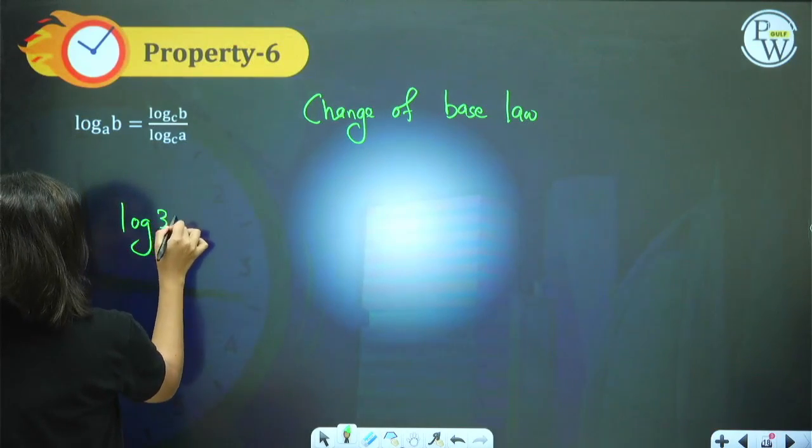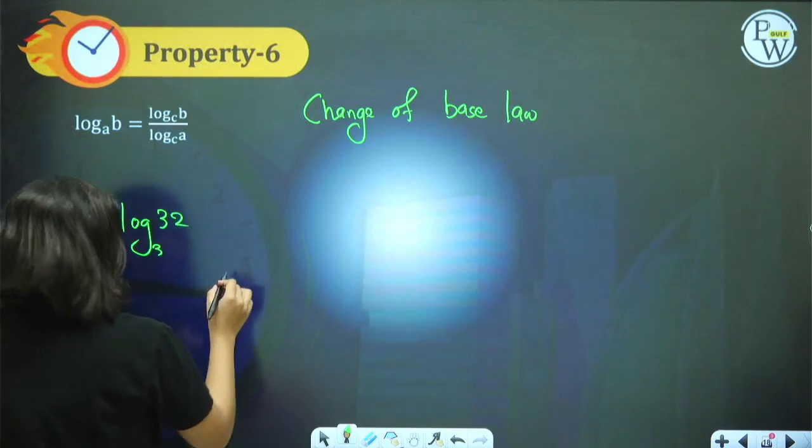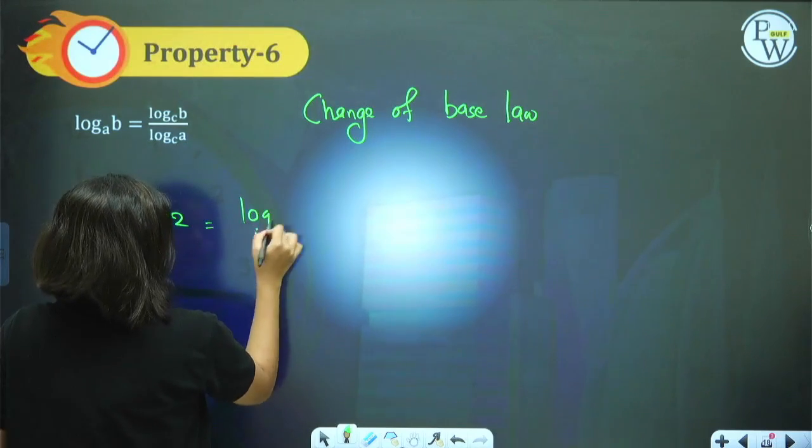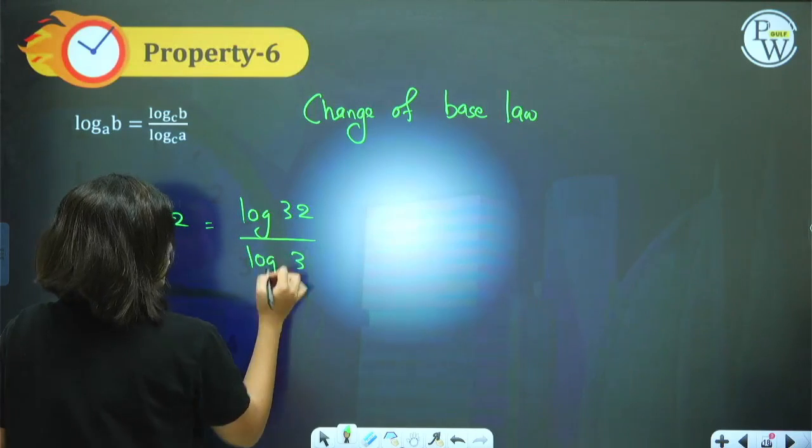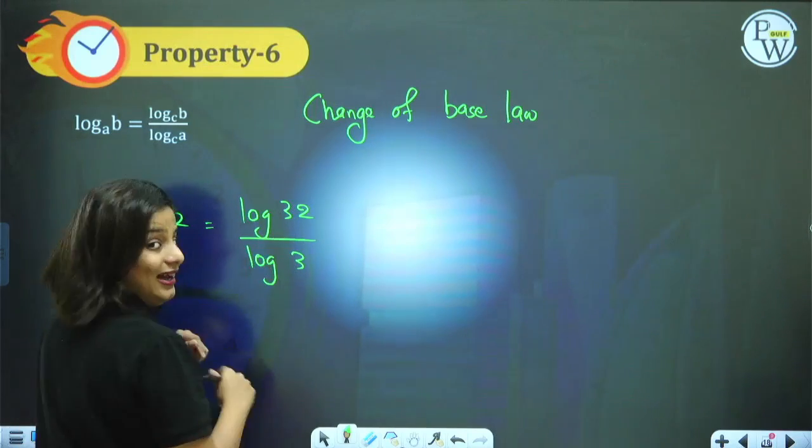Log of 32 to the base 3. I don't like this 3. Okay, fine. Log 32 upon log 3. Now put any base of your choice that you like. I like 2.